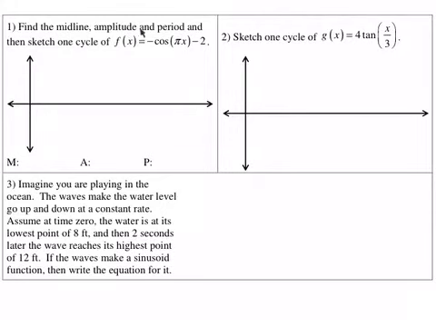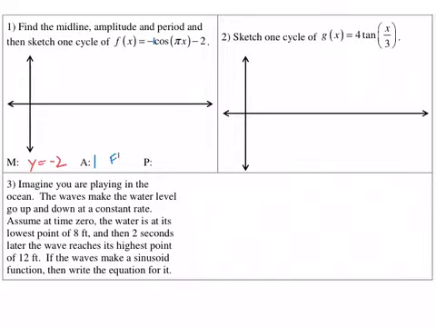I want to find the midline, amplitude, and period, and then sketch this cosine graph. So let's find our midline. Well, our midline deals with that last number right there, k. So my midline is going to be y equals -2. My amplitude deals with this number in the front here. There's really like a 1 hiding there, so it's going to be going up and down 1.